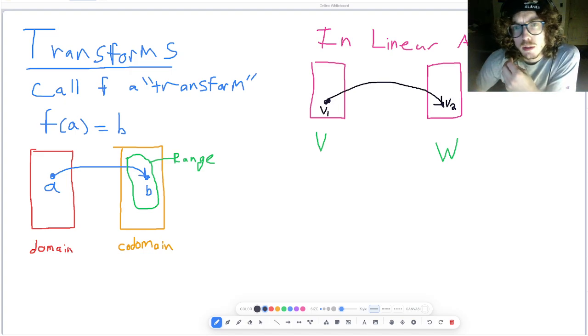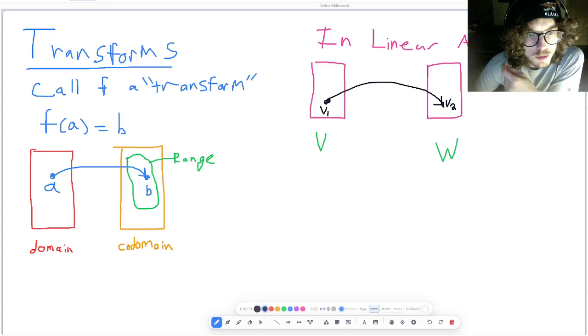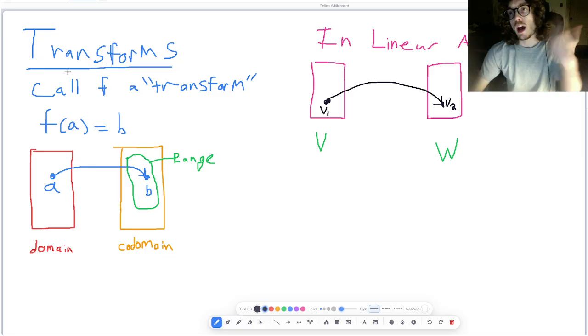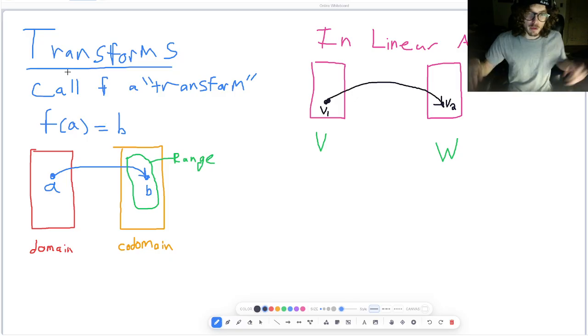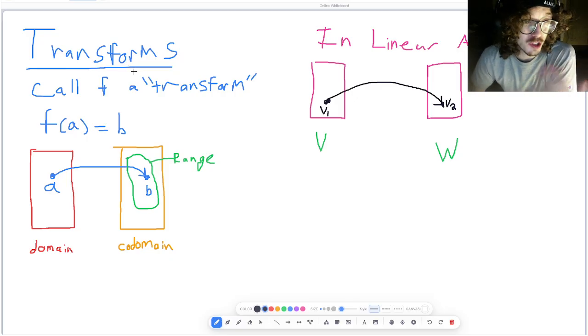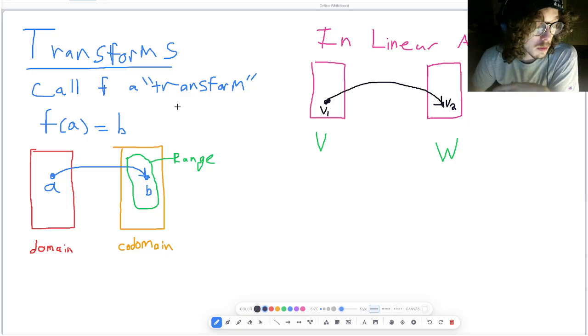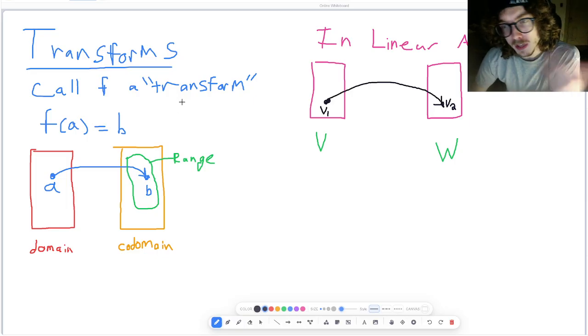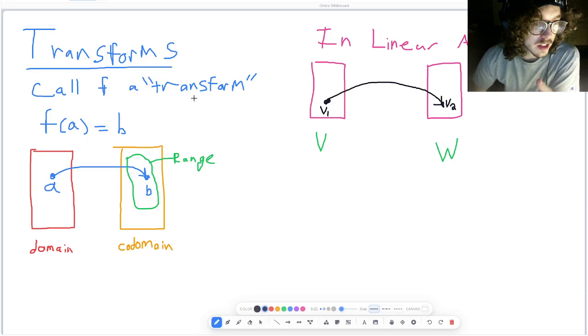Hi everyone, today we're going to be talking about transforms in linear algebra, what they do, and how you want to think about them. If we recall from algebra, there were these things called functions. Let's call a function a transform just to understand; they're kind of synonymous with each other. In algebra, we learned functions. Here, we're just going to apply that ideology.